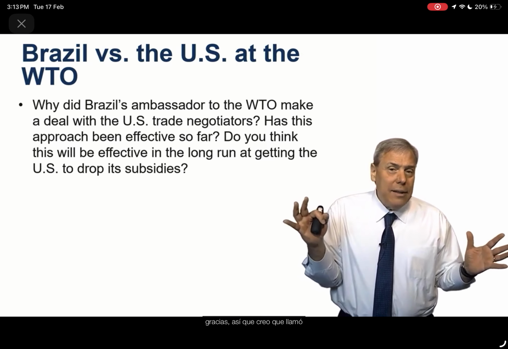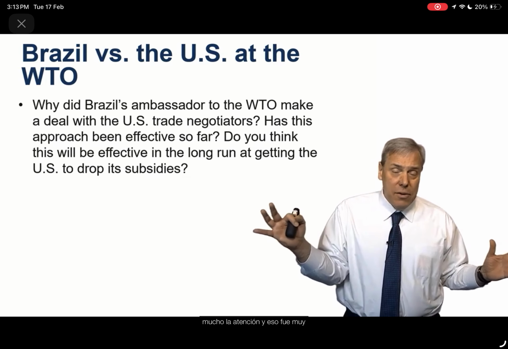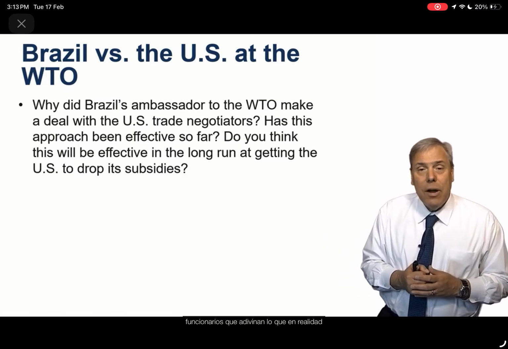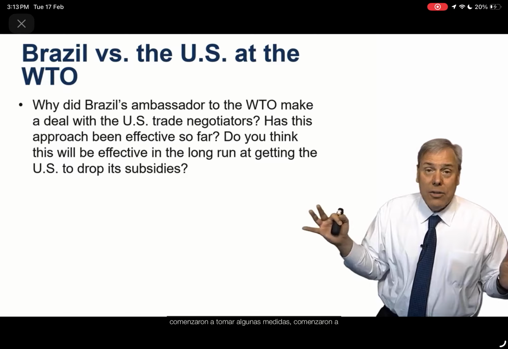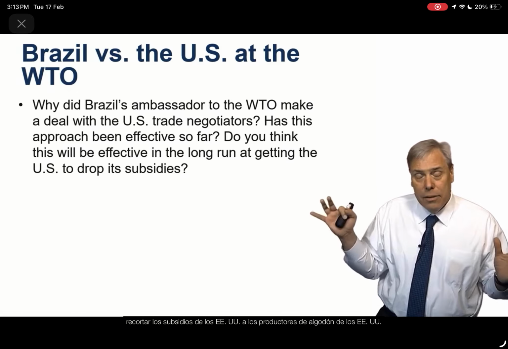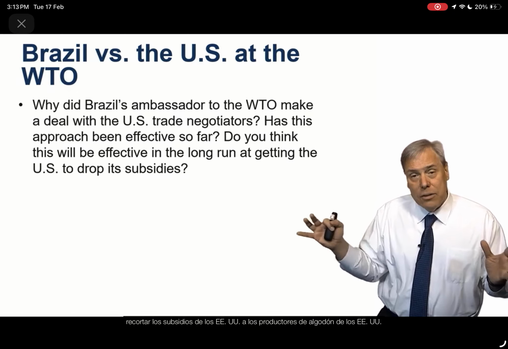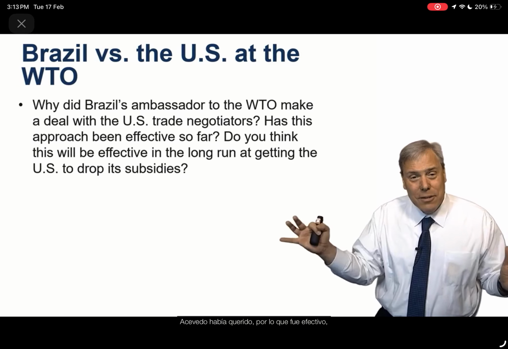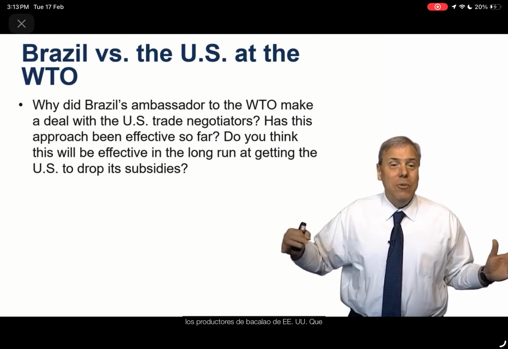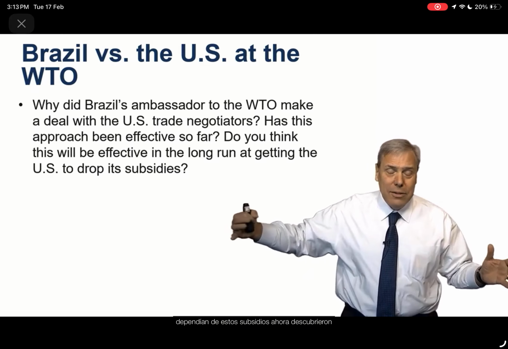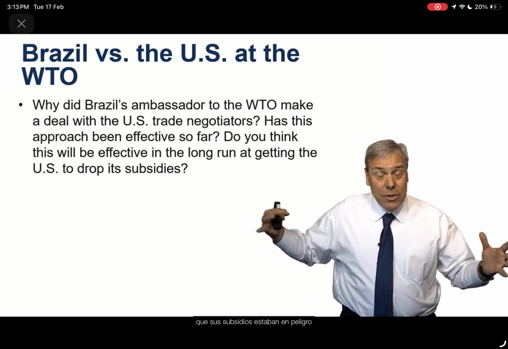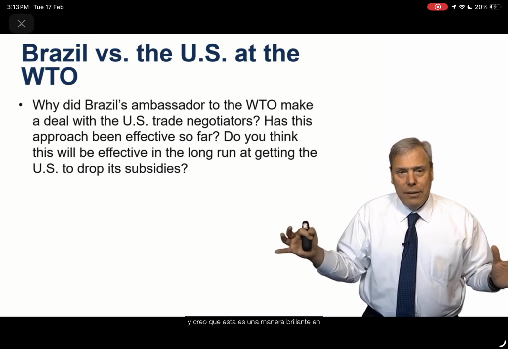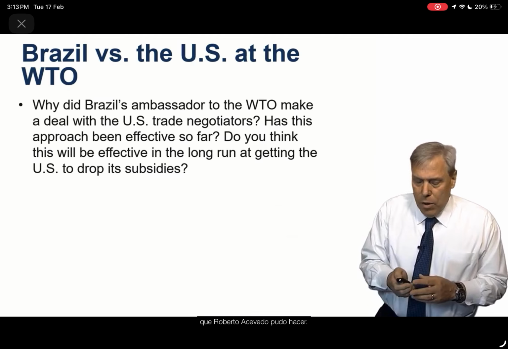So I think that got a lot of attention, and that was so embarrassing to the U.S. officials that guess what? They actually began to take some actions. They began to cut the U.S. subsidies to U.S. cotton farmers, and this was what Roberto Azevedo had wanted. So he was effective. He was effective in doing this. And so the U.S. cotton farmers that had been relying on these subsidies now found that their subsidies were in jeopardy. And so I think this is a brilliant way that Roberto Azevedo was able to do this.